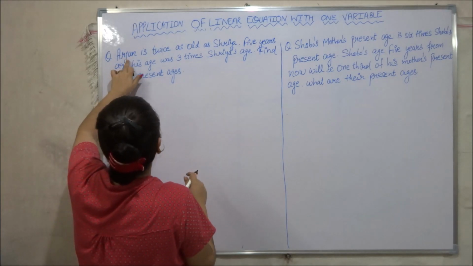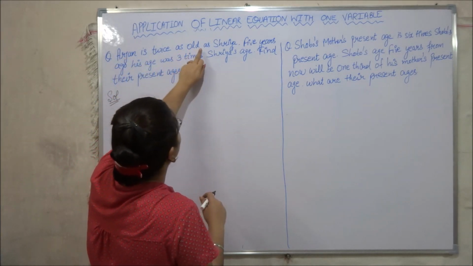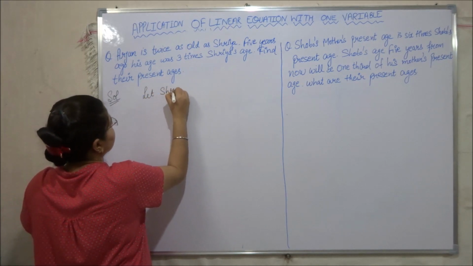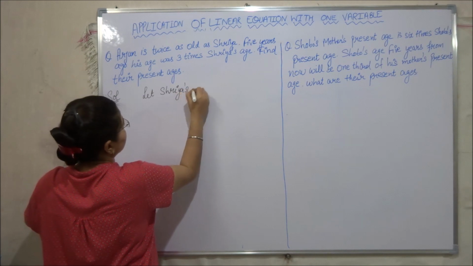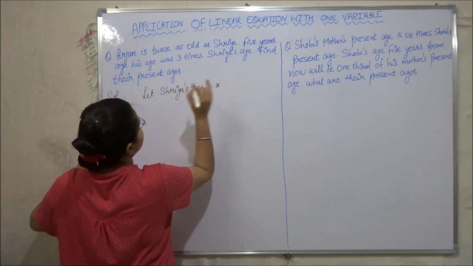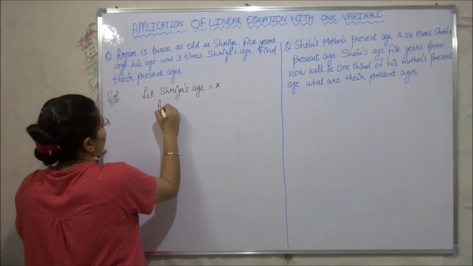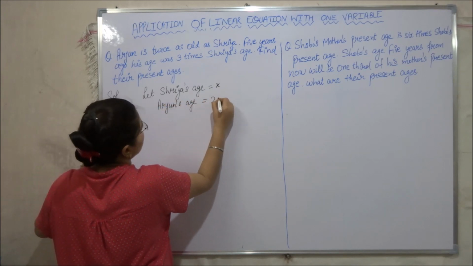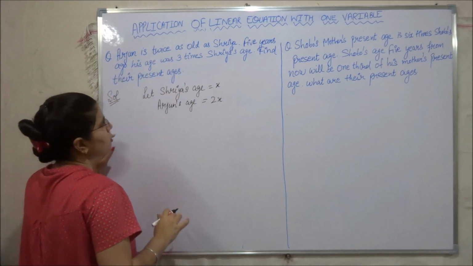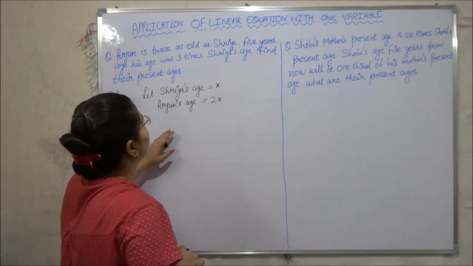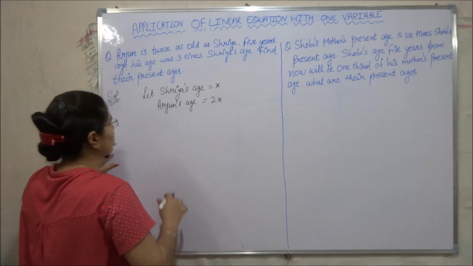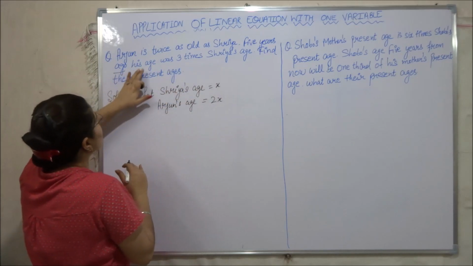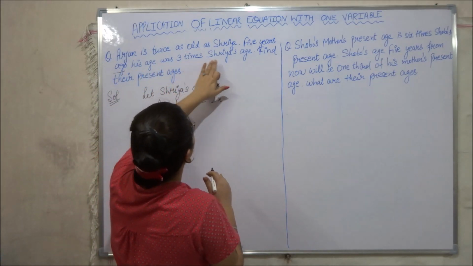So, it is given to us that Arjun is twice as old as Shreya. So, let Shreya's age equal x. So, accordingly, Arjun's age will be 2x, because it is given to us that Arjun is twice as old as Shreya. Now 5 years ago. Ago means before. So 5 years ago his age was 3 times Shreya's age.